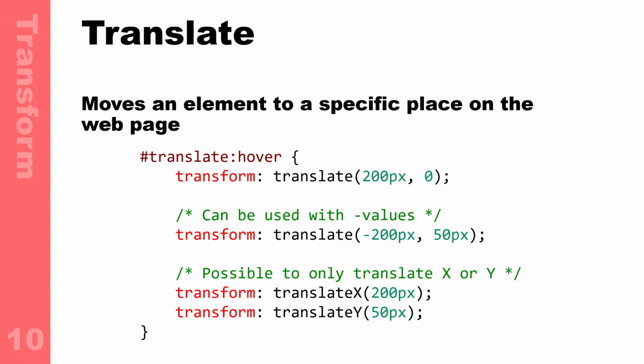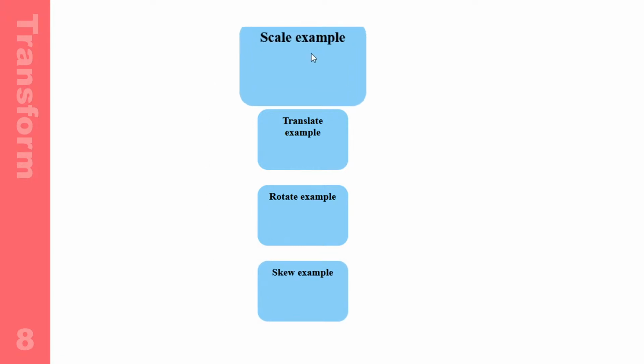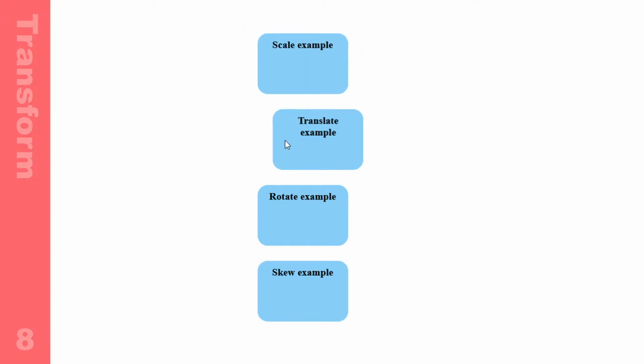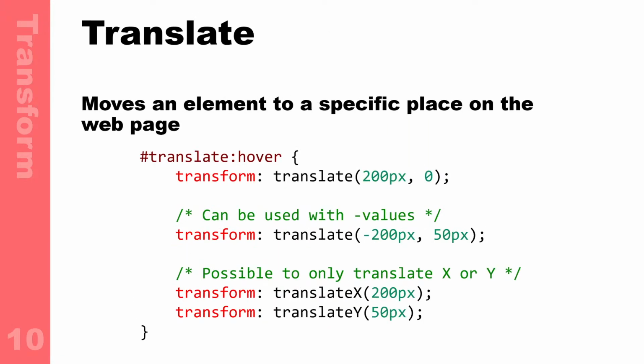Translate. Translate moves an element to a specific place on the web page. As you might have seen, yeah, it just got back. In the second example, you see the div moving to the side and then coming back. I hover over this, it moves to the side and it moves back. With translate, you decide what kind of pixels or distance you are changing it to. So in this case, transform translate 200 pixels 0 means you are shoving it to the right on the x-axis.